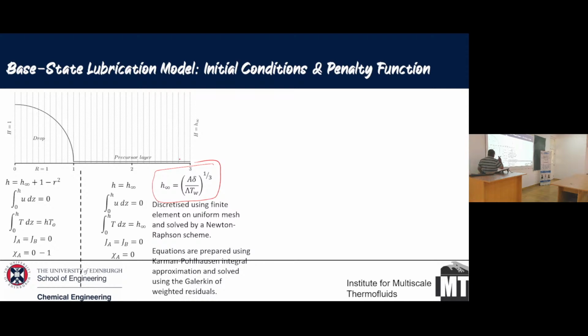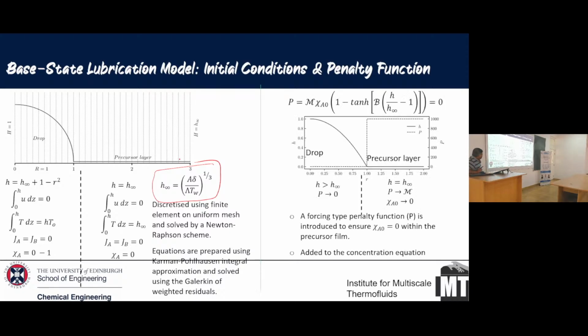The most important thing you would check is that within the precursor layer, your JA and JB are 0. So basically, you don't have any evaporation in the precursor layer. And the penalty function is put in this way. So in the penalty function, you're restricted. Your height is always fixed at this point. You have no evaporation, so the height will not increase or decrease.